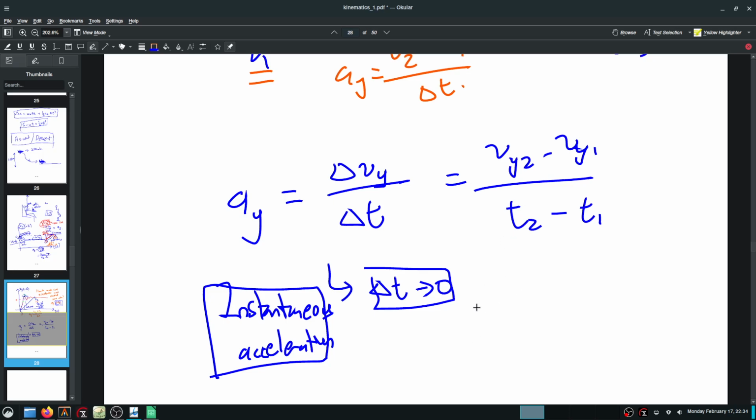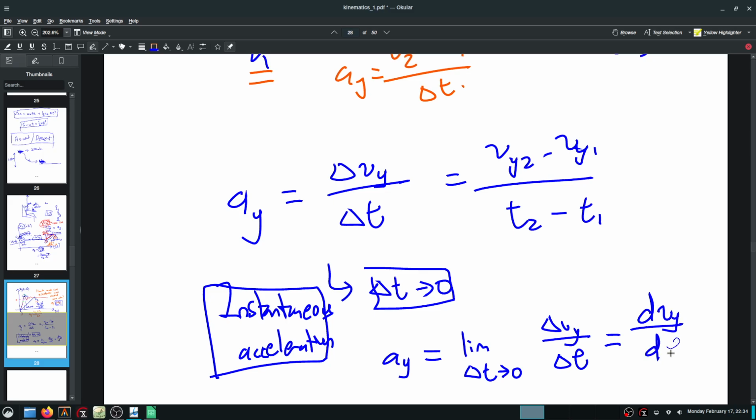So the acceleration becomes delta vy over delta t, and you take the limit. Or maybe I shall write it like this, which is a little more proper mathematically: take the limit where delta t goes to 0 of delta vy over delta t. You will get the instantaneous acceleration. The shorthand to write this is dvy/dt. This is called differentiation.